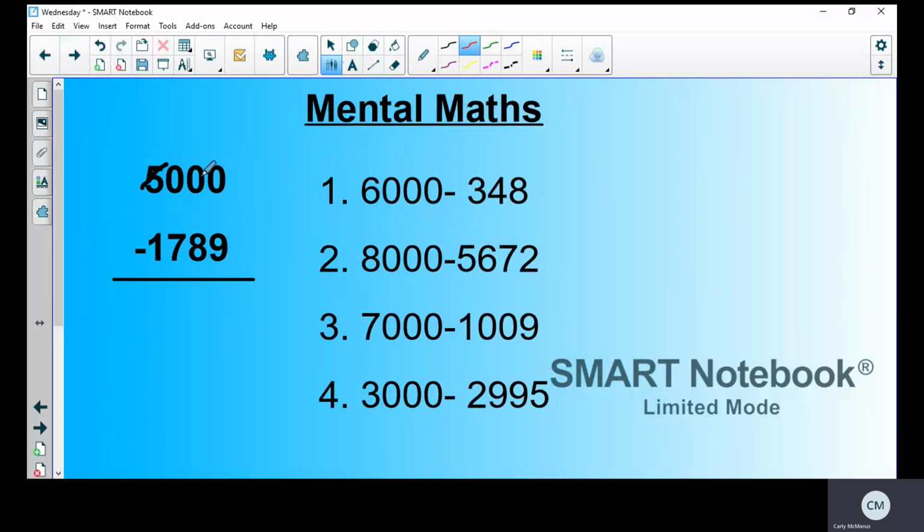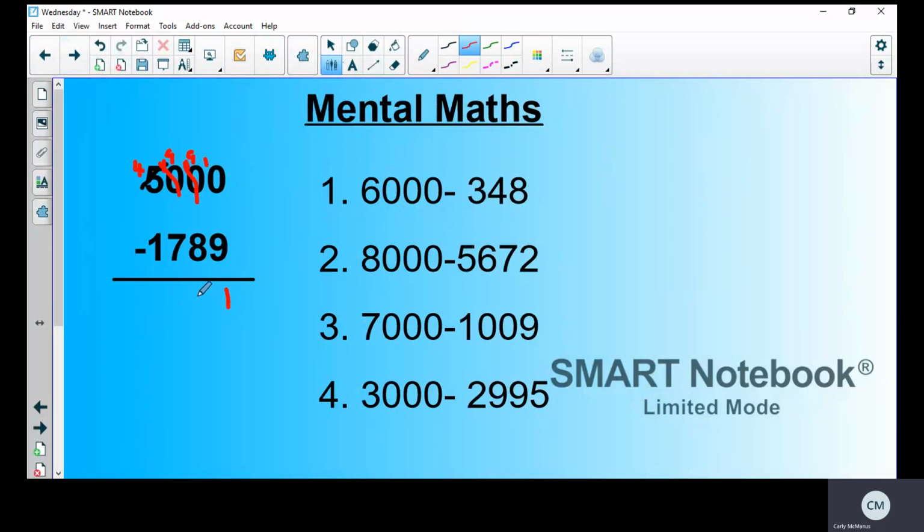Let's change the colour. So that would become 4,000. I'll try my best to write on here, although it's a bit difficult. I cannot carry that 1,000 straight into the ones. I need to convert it into hundreds first. Now I can convert the hundreds into tens. Now I can convert the tens, change it into a 9, into ones. Now I can do 10 take away 9 is 1.